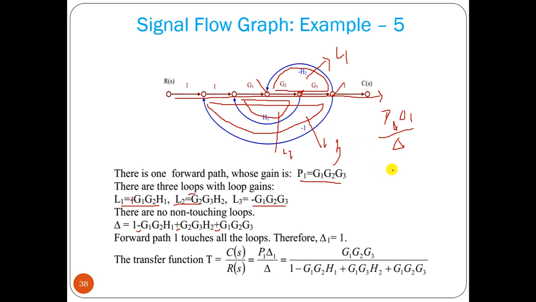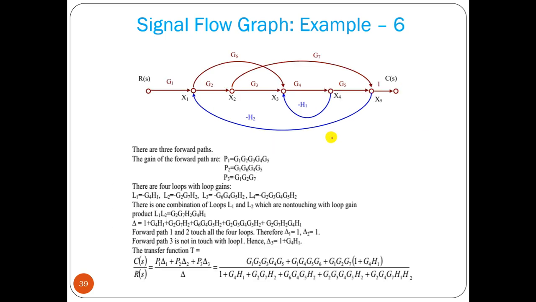So we don't have any non-touching loop pair, and delta 1 is equal to 1, because all the loops are touching with the forward path. So this is another problem. Now let us check another problem.